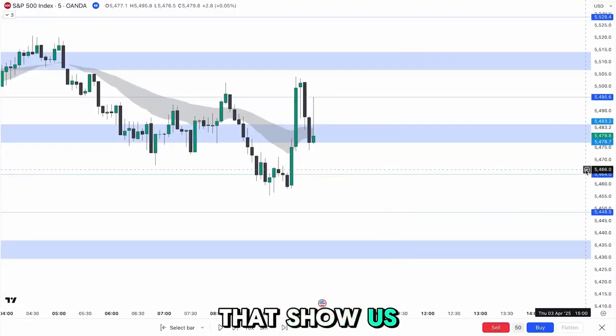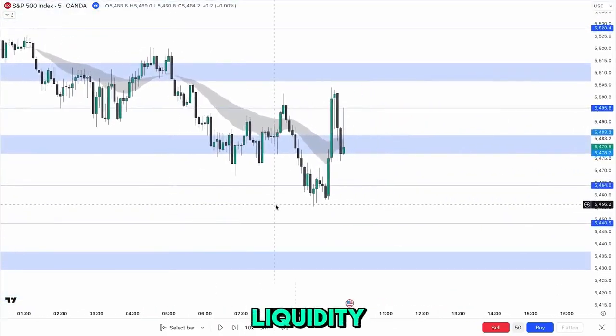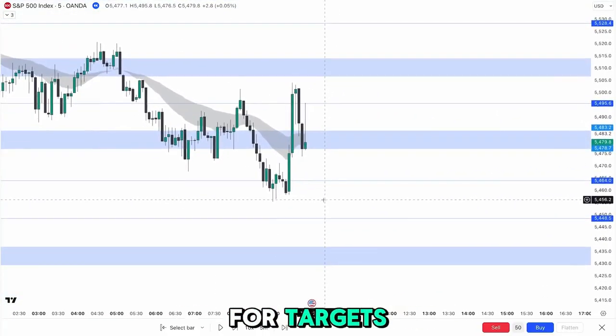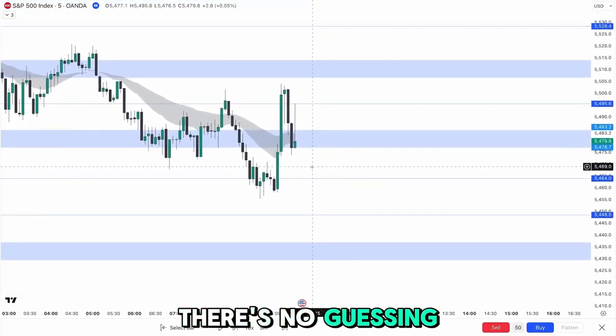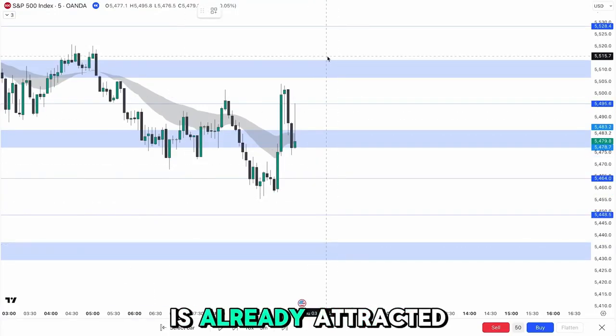These are volume-based levels that show us exactly what points buyers and sellers find important. They act like price magnets because they contain a lot of liquidity, and that's what makes them perfect for targets. When you use supply and demand levels, there's no guessing. You're not just hoping that your target hits, you're aiming for areas that the market is already attracted to.